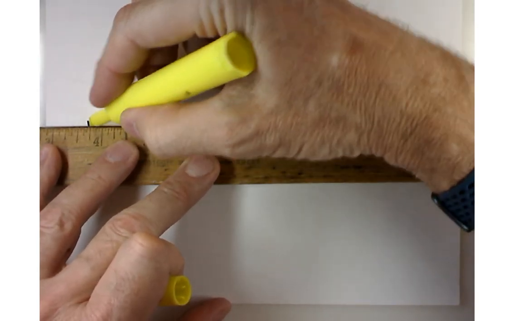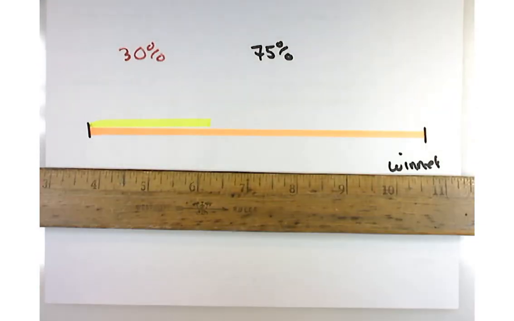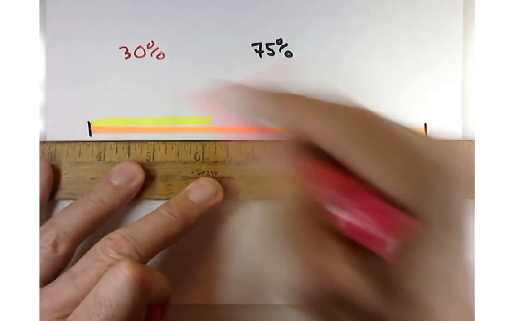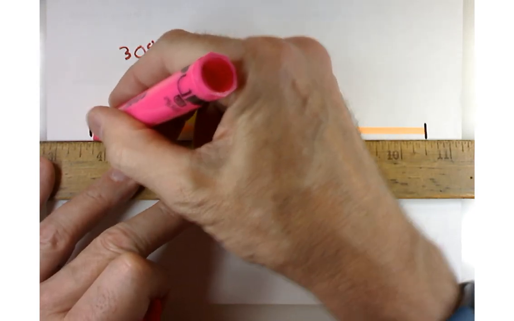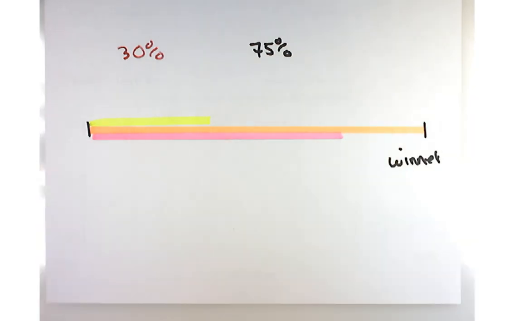Anyways, there's a little more division in my morning class, but the 30th percentile means you're better than 30%, but not as good as 70%. Whereas the 75th percentile, yeah, you're doing pretty good there.